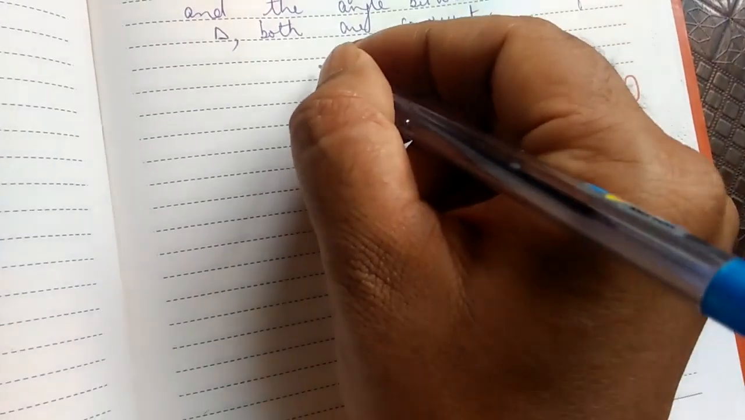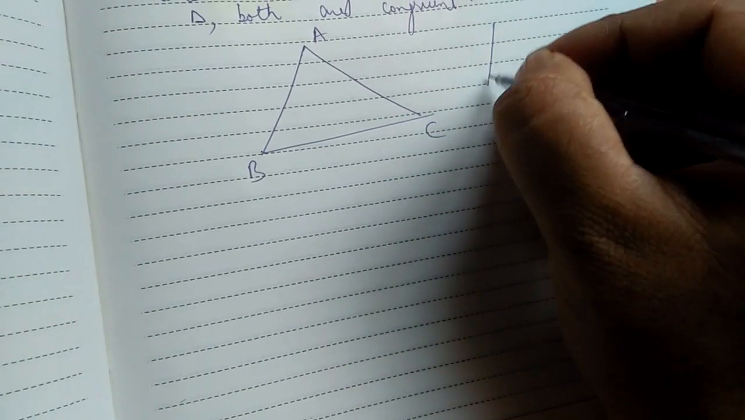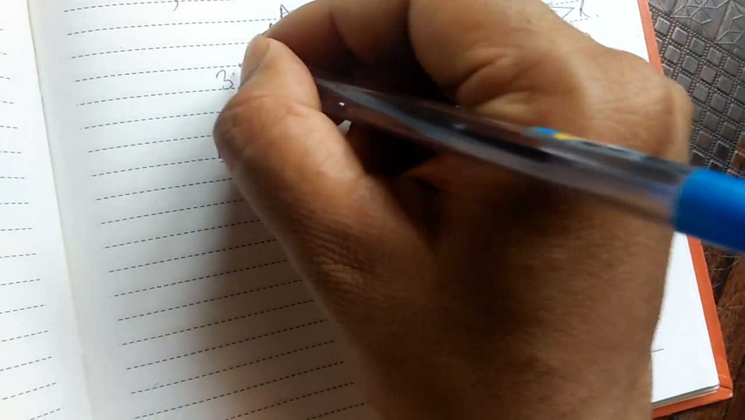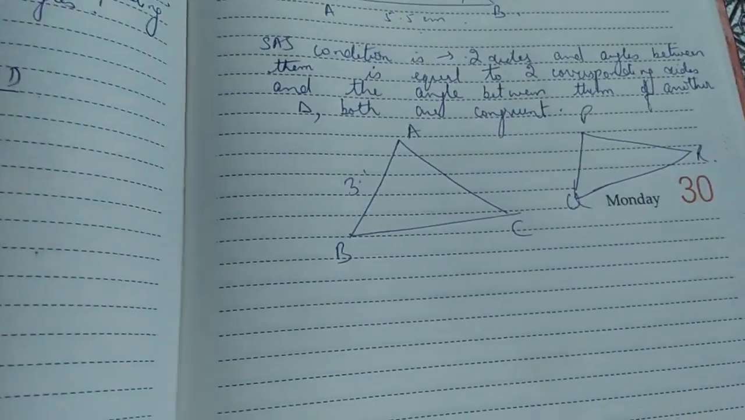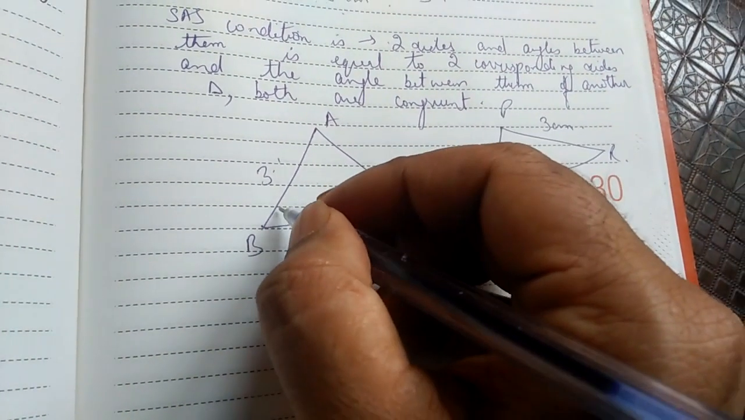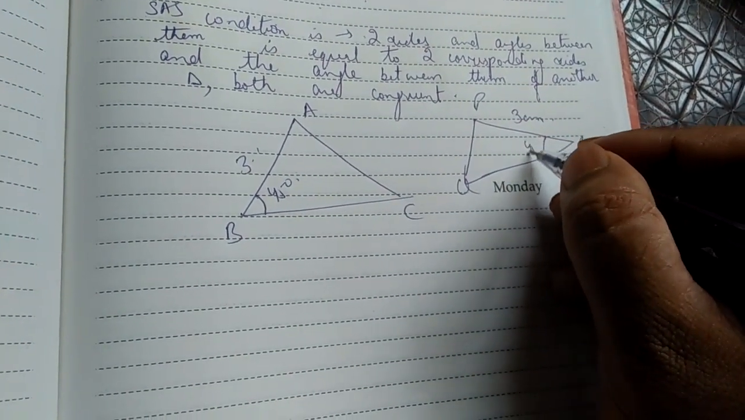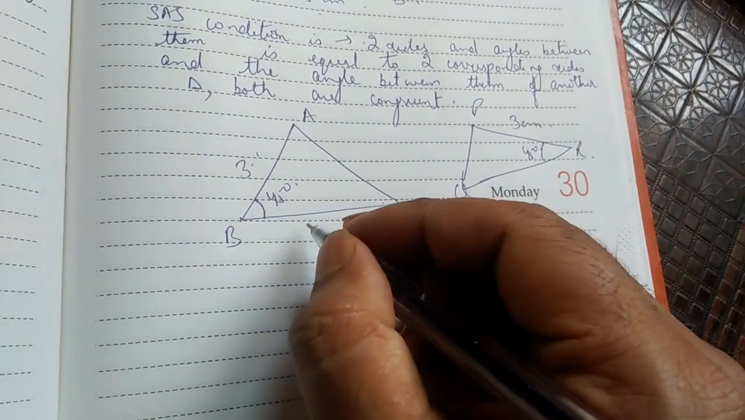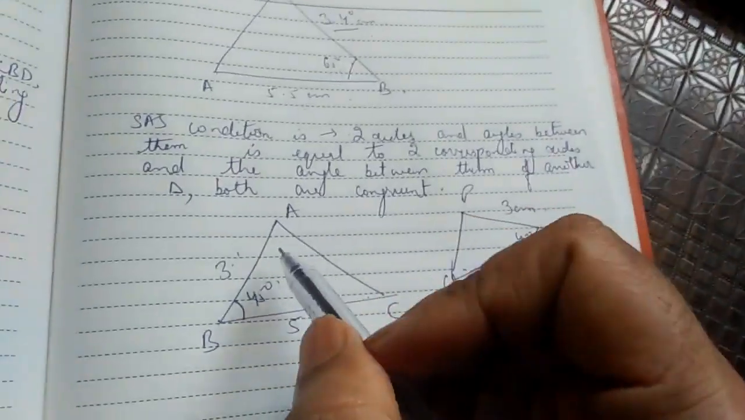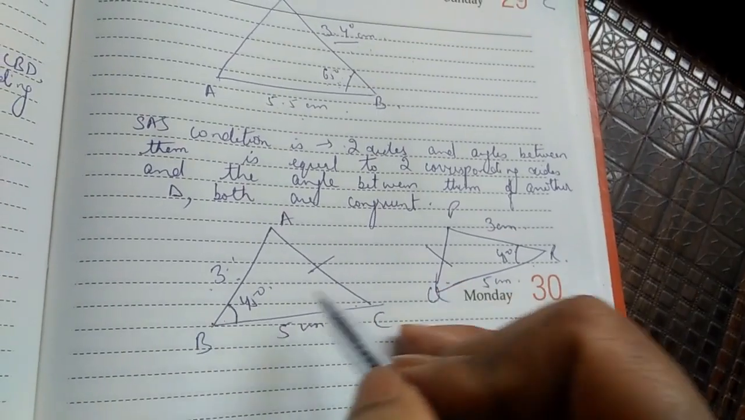So let's say we have a triangle ABC and we have a triangle PQR. AB is equal to, let's say, 3 centimeters. PR is, let's say, 3 centimeters. This particular angle is 45 degrees. Let's say this particular angle is 45 degrees. This particular side BC is, let's say, 5 centimeters. This particular side is, let's say, 5 centimeters. Then we can be sure that this side is equal to this side, and these two triangles are congruent.